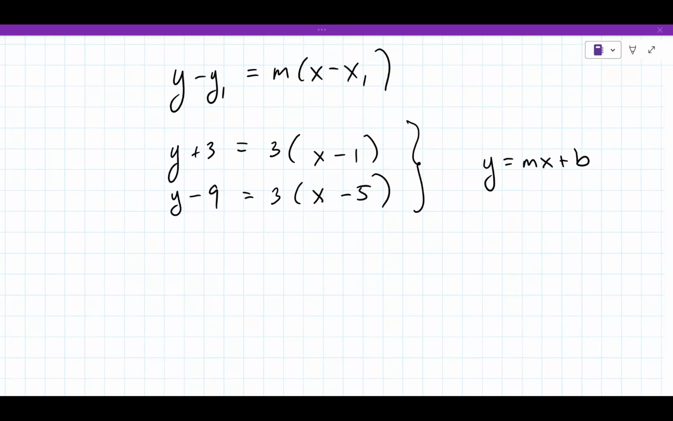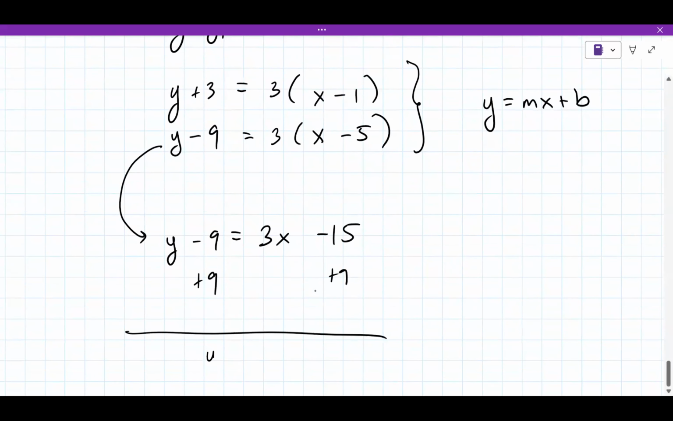Is it clear what I'm asking? Okay, so let me show you. I'm going to do the second one. I'm asking you to take the 3 and distribute it in. 3 times x is 3x, 3 times minus 5 is minus 15, plus 9. This is y equals 3x. So you want me to multiply it by 3 on all sides? You're distributing the 3 into the parentheses.